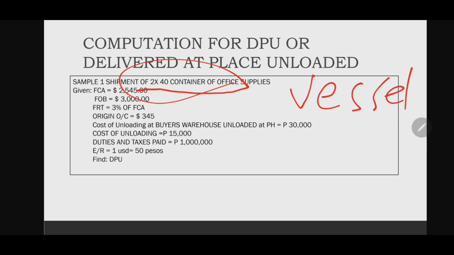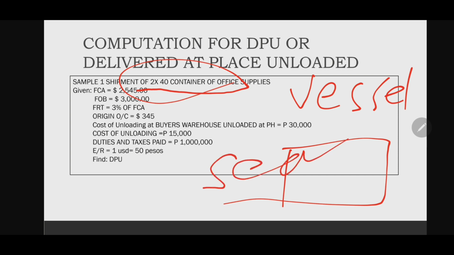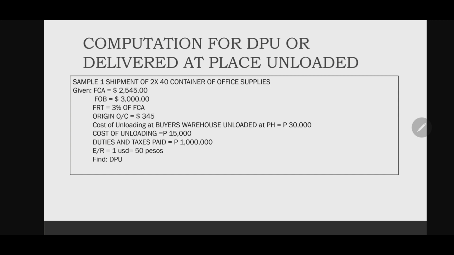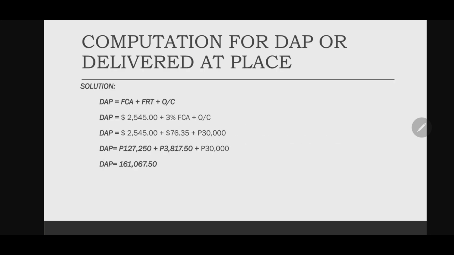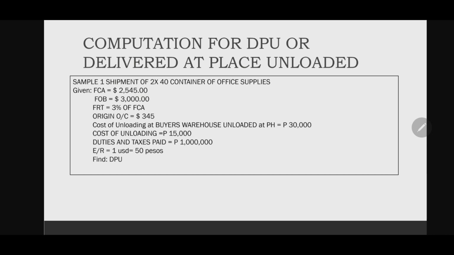You cannot import a certain containerized cargo via an airplane. Okay? So when it says here that there is a 2x40 container, it is already implied that this is a sea shipment. Okay? So FCA value is 2545, FOB 3,000, freight is 3% of your FOB. Okay? And then the origin other charges 345.